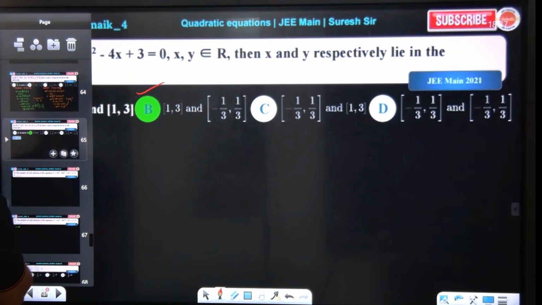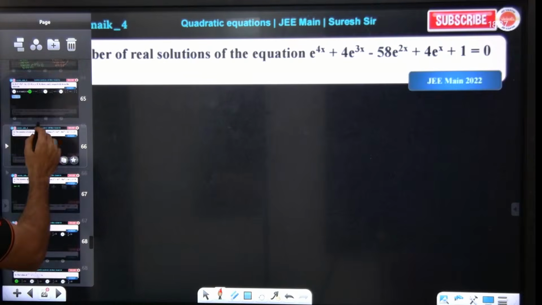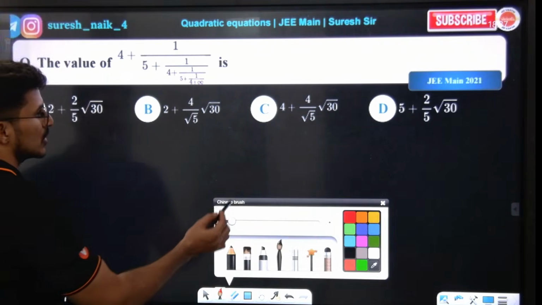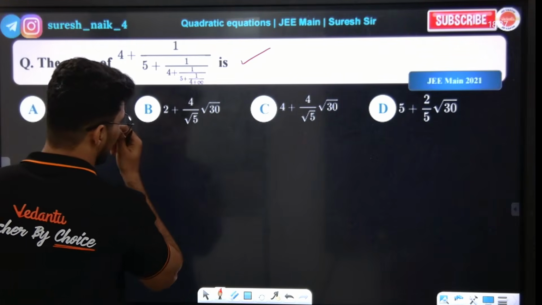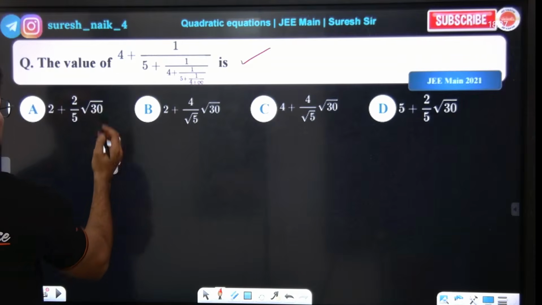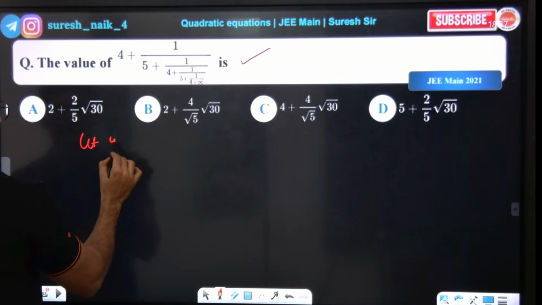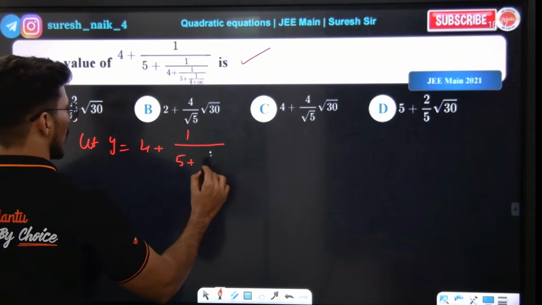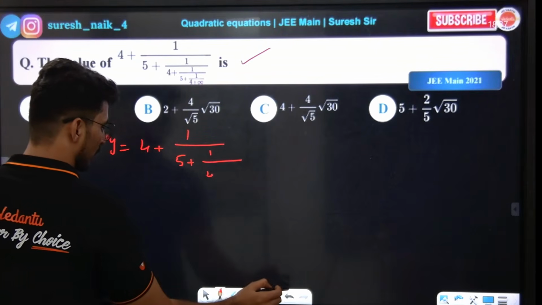Okay, yes. Guys, I have given a lot of questions as homework. This kind of pattern based questions are very important. You need to try these pattern based, infinity pattern based questions. How do you try this? Look at the board. You consider this as y. Let y is equal to 4 plus 1 by 5 plus 1 by y.